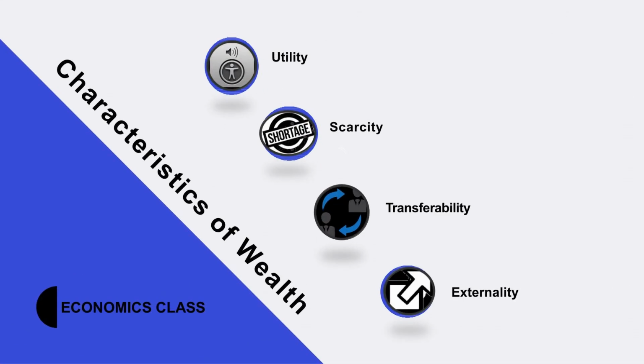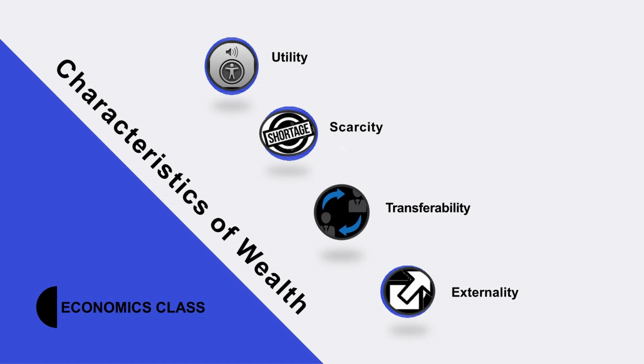Anything to be considered wealth should possess the following characteristics. It must possess utility, that is, it must have the power to satisfy a want. As Marshall says, they must be desirable. The second one is scarcity. It must be limited in supply.